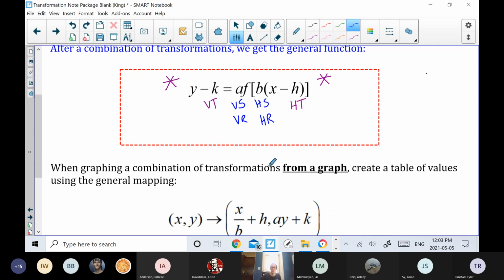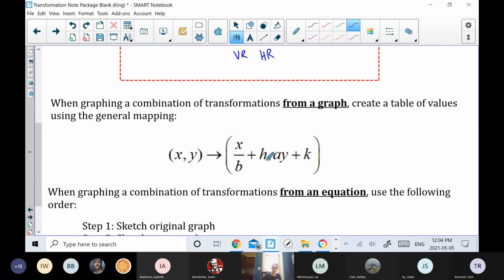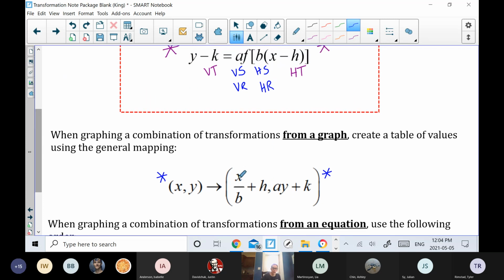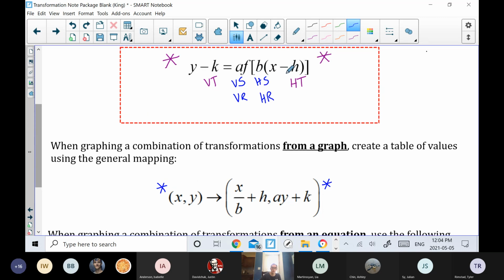Now, from here, I want to show you what your mapping is. This is what the mapping is going to become. Again, this is going to look daunting at first, but you will do it so often it won't be bad. When you have a coordinate x comma y, what you do to your x's is, yesterday we were dividing x by b, and in the first lesson, we were saying x plus h, because the h and the b parameter affect your x coordinates. The mapping for y is a times y plus k. So this is going to be your full mapping. This is not provided on your formula sheet, so you'll have to memorize this. The equation up here is provided on your formula sheet.